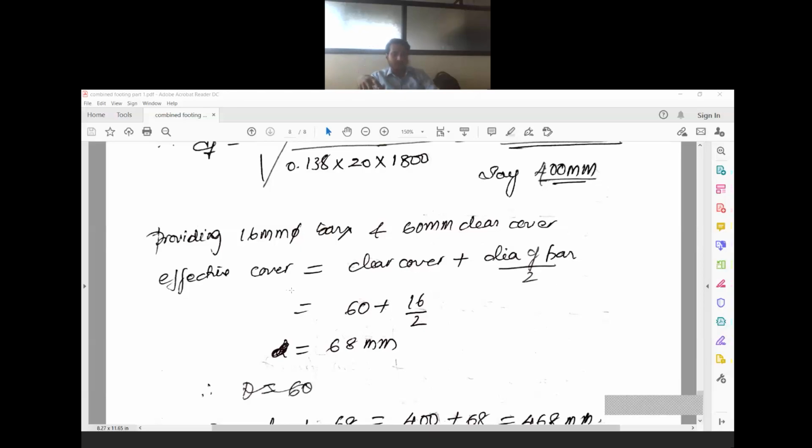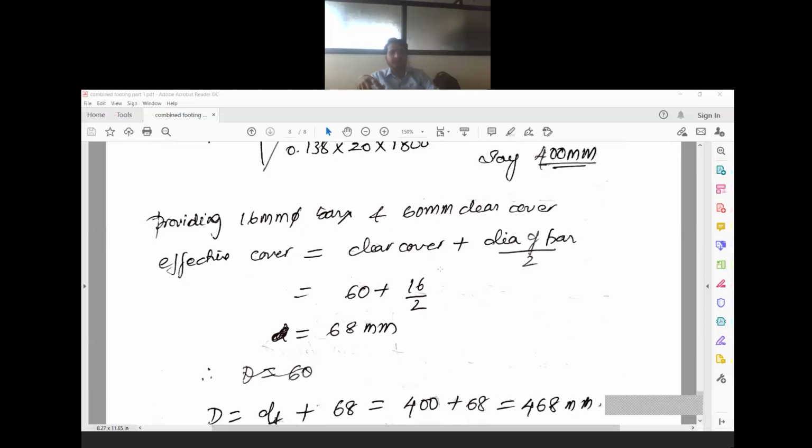So we shall calculate the effective cover since the diameter of the bar is 16 mm. Clear cover plus dia of the bar divided by 2. How? See, if I can draw here.